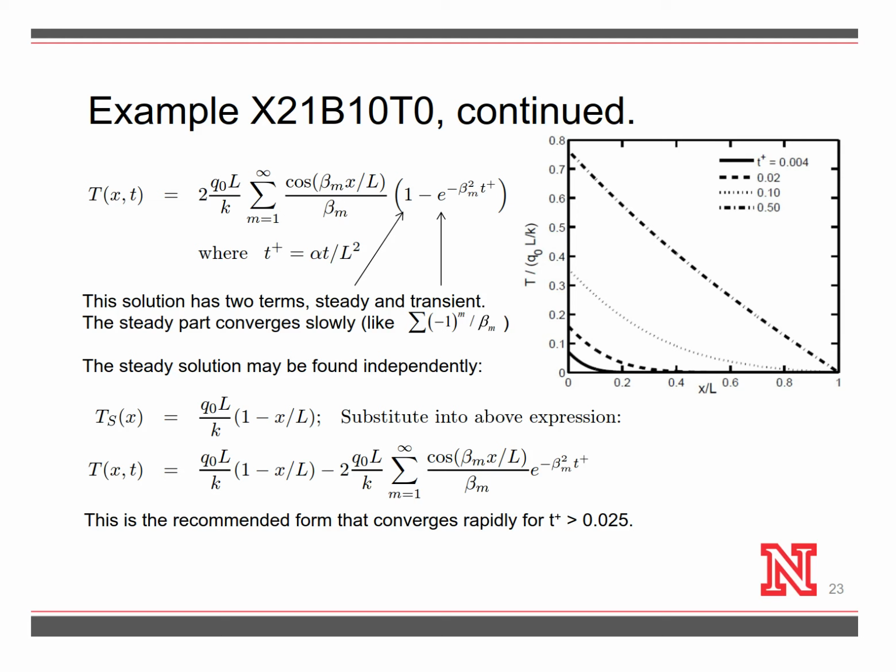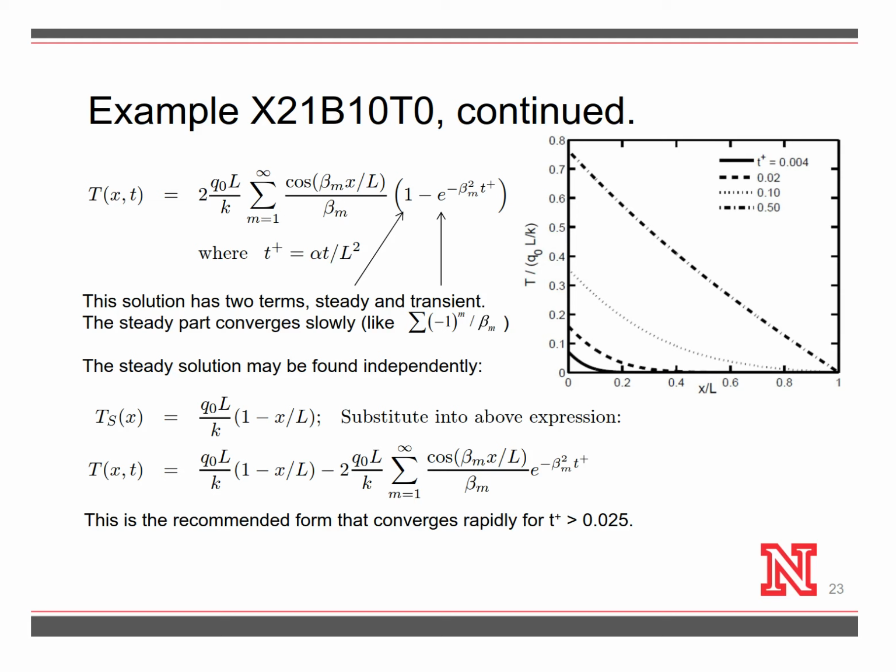This expression that gives these plots has two terms: a steady term here, this 1 multiplied by the cosine and divided by beta, and the transient part, the exponential. It turns out that the steady part converges very slowly. It goes like the sum of -1 to the m over beta, and beta goes like this, proportional to m.